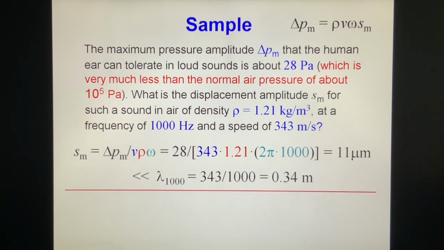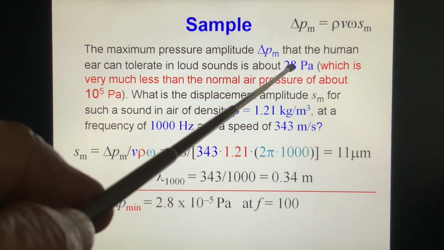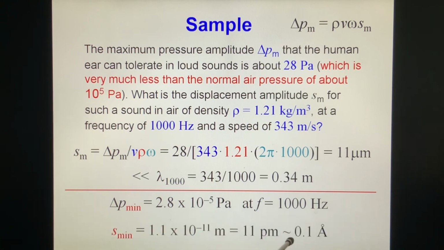Now we look at the minimum situation. The minimum pressure amplitude is probably 2.8 times 10 to the minus 5 Pascal, about a million times smaller than this one. In this case, we calculate Sm minimum is about 0.1 angstrom, about 11 picometer. So our ear is a very sensitive instrument.